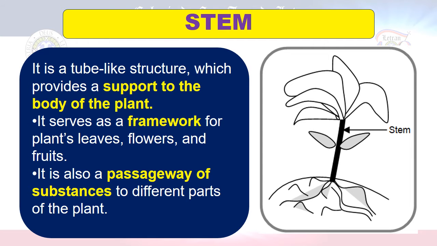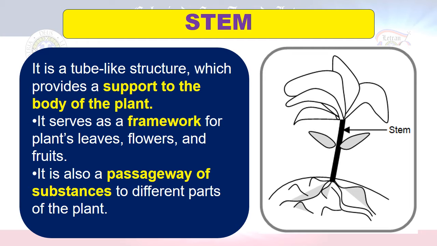Let's now proceed to the next topic, stem. Stems are sturdy structures that grow in order to give a plant a fighting chance to spread its leaves in the sun. It is a tube-like structure which provides support to the body of the plant. Stem growth can add to the plant's height, broaden the area covered by the leaves, or even direct growth from a dark area toward one with more light.